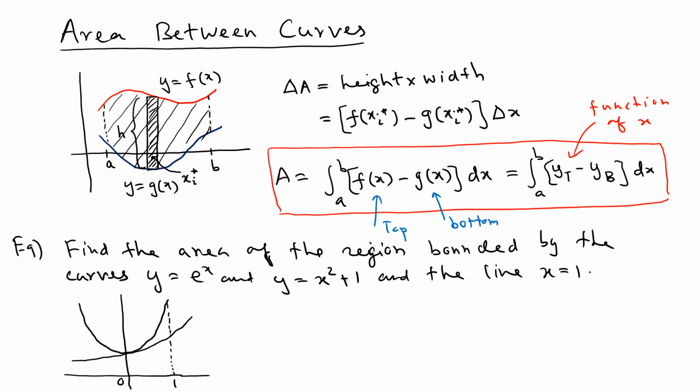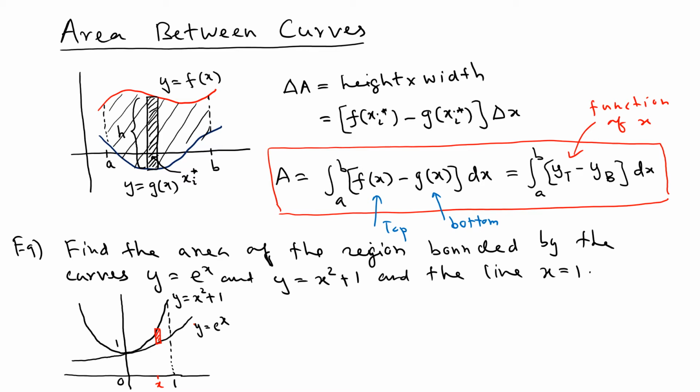So this is the y equals e^x curve. This is the y equals x squared plus 1 curve. It passes through 1. Then what we can do is draw the typical area element. So that's that. We're going to find the area of that small part at the x position. We normally use x when we do the calculation. Good.